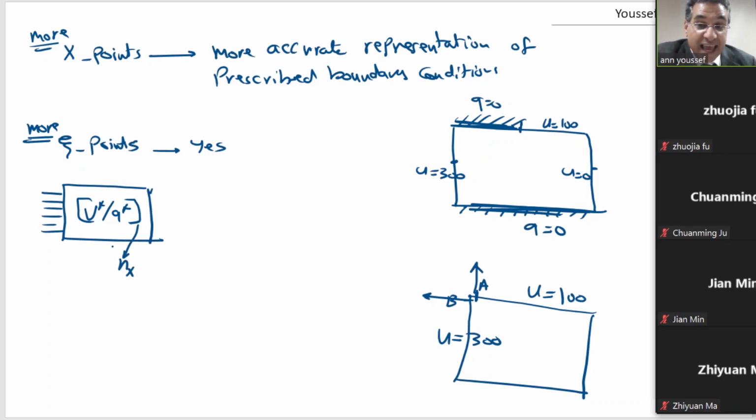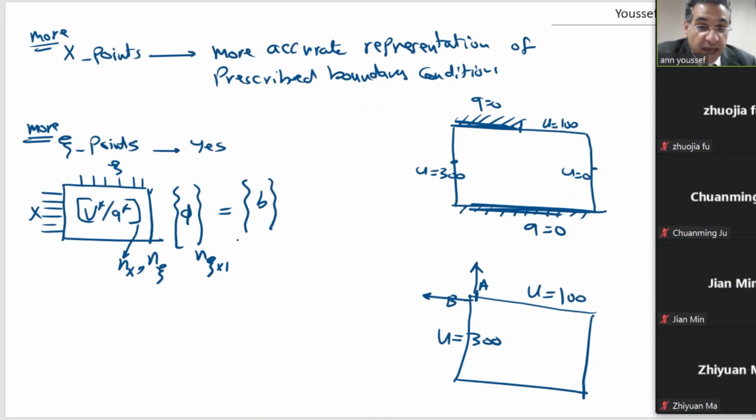So we'll give it nx points. The rows are the nx points, and the columns are the xi points, the number of xi points. These are the number of nx and this is the number of nxi points. So the dimension of this matrix is nx times nxi, times the vector of phi, whose dimension is nxi times 1, equal to the prescribed boundary conditions. We'll give it B, which is equal to nx times 1.